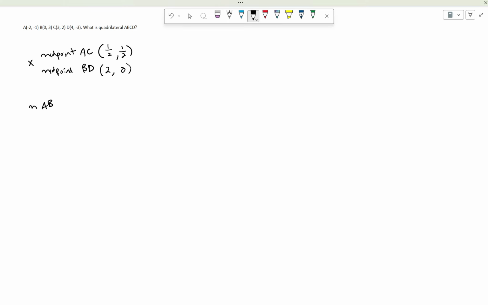So let's do the slope of AB. And you know what? Let's do the slope of BC, the slope of CD, and the slope of AD. Now, which ones are going to match up? That's the question. We know AB and CD, and then BC and AD. Okay, so let's do our calculation here. I'm going to have 3 minus 1 over 0 plus 2.